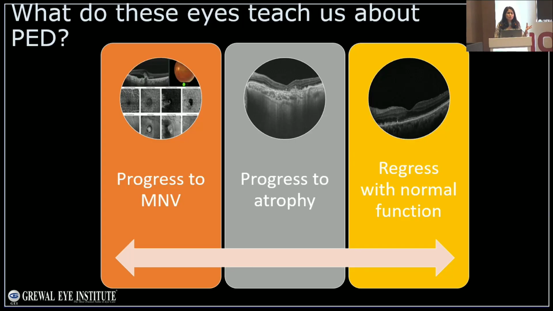Intermediate AMD can present with drusenoid pigment epithelial detachments without any presence of a macular neovascularization. So all we need to do is observe in these patients, do serial OCTs, serial FFAs, ICGs to see whether any MNV is developing. It can either progress to an MNV, and that is when we start treating them with an anti-VEGF injection, or progress to atrophy on their own, or even regress with retaining normal function.